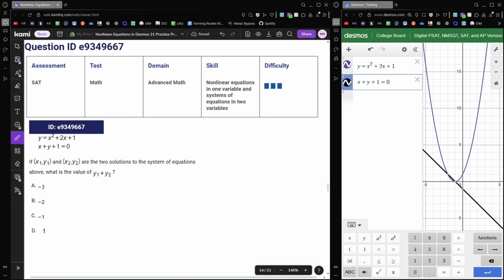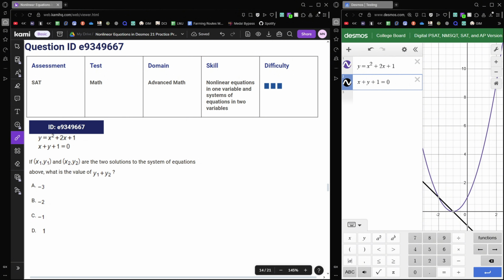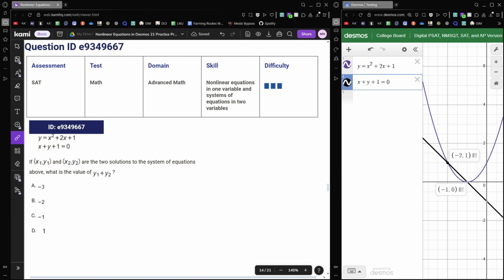Now we have our two solutions, which are the two points where they intersect. So right here and here, they're asking us for the value of y1 plus y2, so we just need to add up our two y values, which are 1 and 0. 1 plus 0 is 1, so our answer is D.